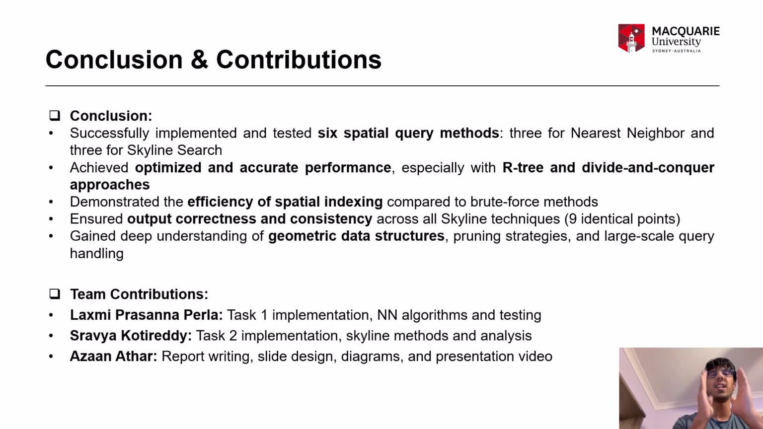Now, conclusion and contribution. To summarize everything we have covered, we successfully implemented and tested 6 distinct methods, 3 for nearest neighbor search and 3 for skyline search. Each one gave us a deeper appreciation of algorithm design trade-offs, particularly between simplicity, speed, and scalability. Our custom R-tree implementation, while challenging, proved to be a cornerstone to improving query time. The divide and conquer logic, though more complex, consistently boosted performance without compromising correctness.